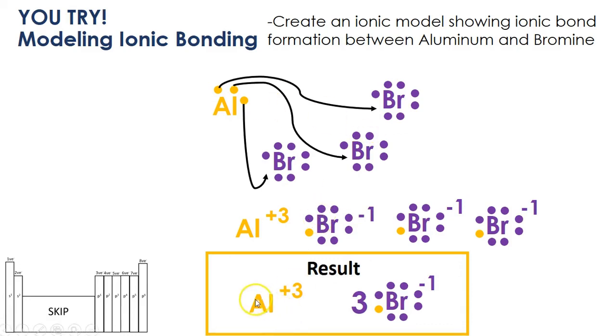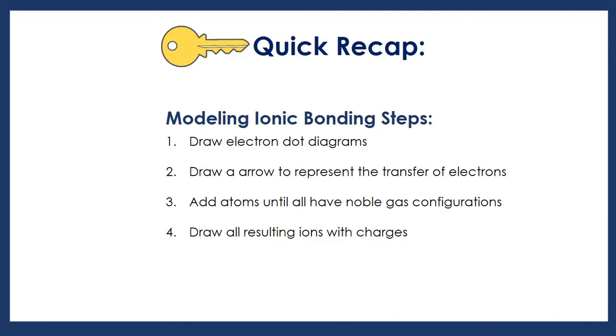We have an aluminum atom that gave away 3 electrons, so it's going to have a +3 charge. And we have 1, 2, 3 bromine atoms that each have 8 electrons around them, and each of them has a -1 charge. And that concludes our video today. Here is a quick recap of things we talked about.